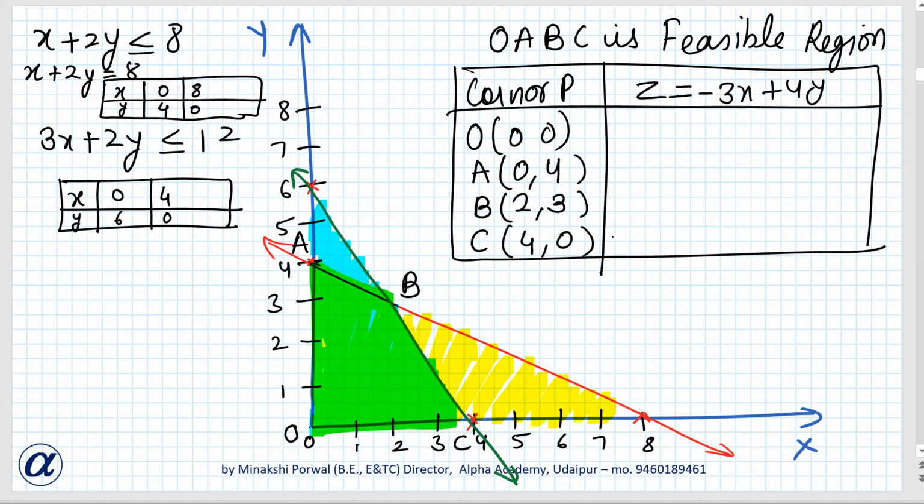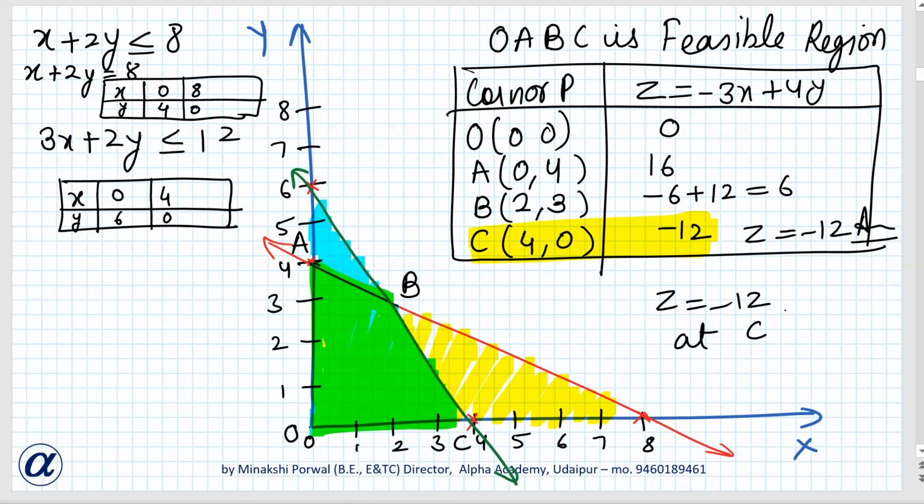Now we'll find the value of z. This will be 0. This will be 16. Minus 6 plus 12, that is equal to 6. And this is equal to minus 12. We have to minimize, so this is the minimum value. The function has its minimum value at 4, 0, and z equals minus 12 at 4, 0.